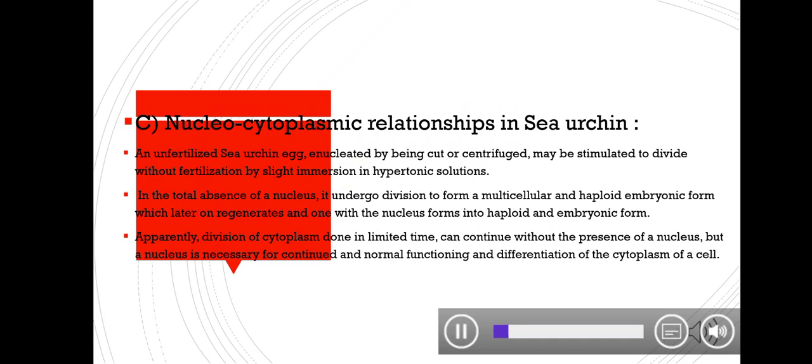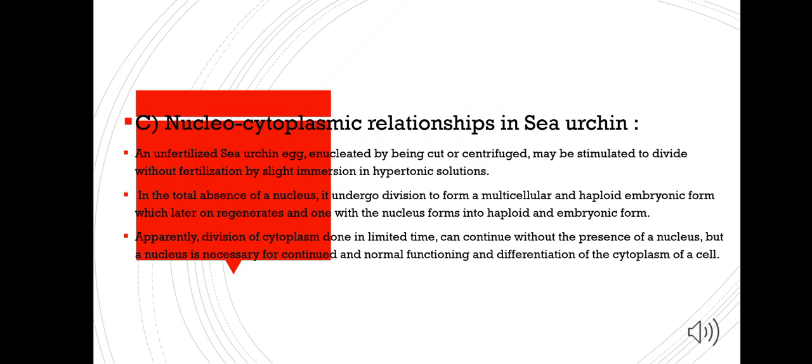Nucleo-cytoplasmic relationship in sea urchin. An unfertilized sea urchin egg enucleated by being cut or centrifuged may be stimulated to divide without fertilization by pricking or immersion in hypertonic solution. In total absence of nucleus, it undergoes division to form a multicellular embryonic form. Division of cytoplasm can continue for a limited time in the absence of nucleus, but the nucleus is necessary for continued normal functioning and the differentiation of the cytoplasm of the cell.